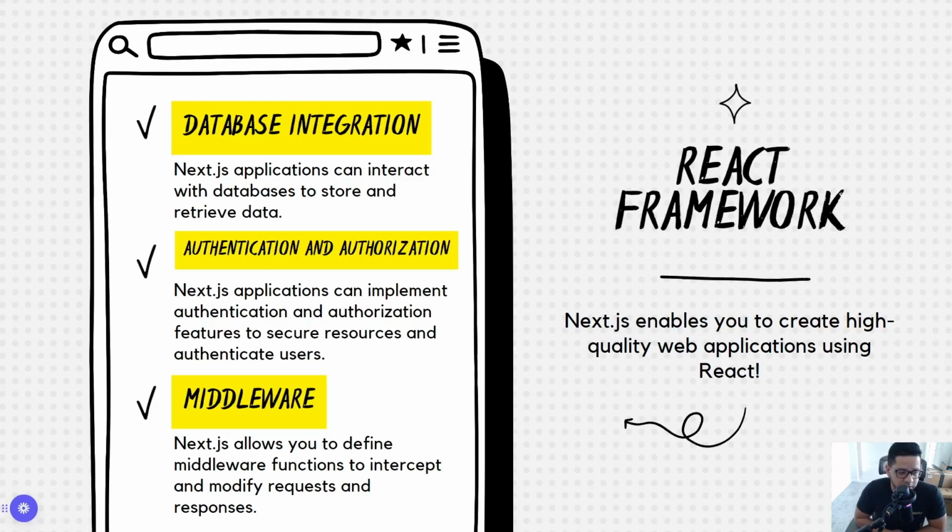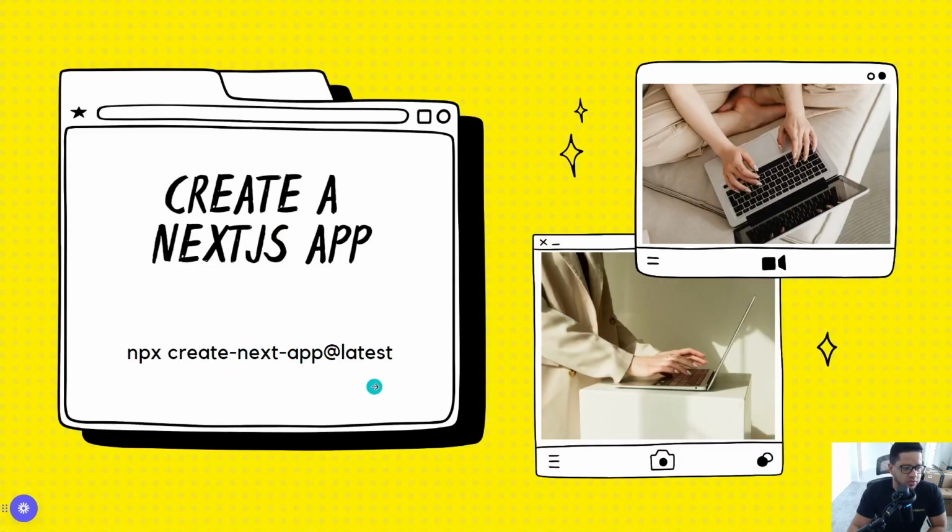You're also going to have middleware. Middleware allows you to define middleware functions to intercept and modify requests and responses, all from within your Next.js application. We're going to go over most of these topics, but we're going to do it in small videos. So in the first video, we're just going to focus on how to create your new application using Next.js.